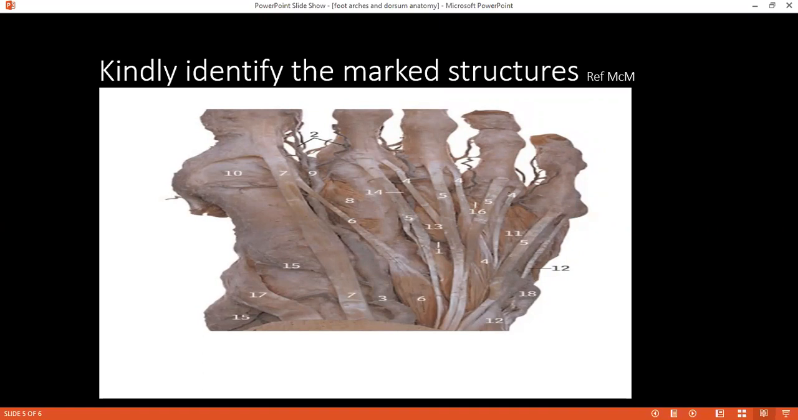Okay, which one is the tibialis anterior, if you can identify? Tibialis. It is 17, ma'am. Yes. Which is 18? It's the tuberosity of the base of the fifth metatarsal. And which muscle or tendon inserts here? Yes, ma'am. One second. Peroneus brevis. Yes. Okay, this is important. You should know this. And which one is okay. 6? Did I ask you 6? No.